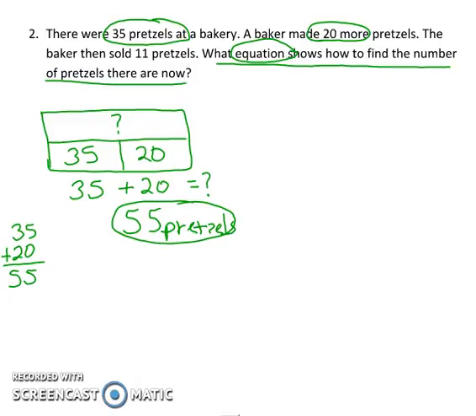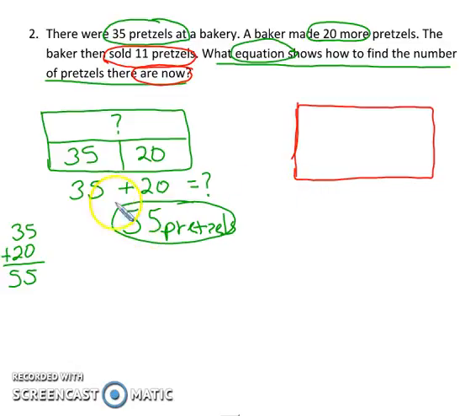Well, now something else happened. Let's look at what else happened. He sold 11 of them. So we want to know how many there are now. So let's look again. He has 55. Is that all of the pretzels or some of the pretzels? That is all of the pretzels he has right now. But he sold some of them. So that is part of the pretzels that he actually got rid of.